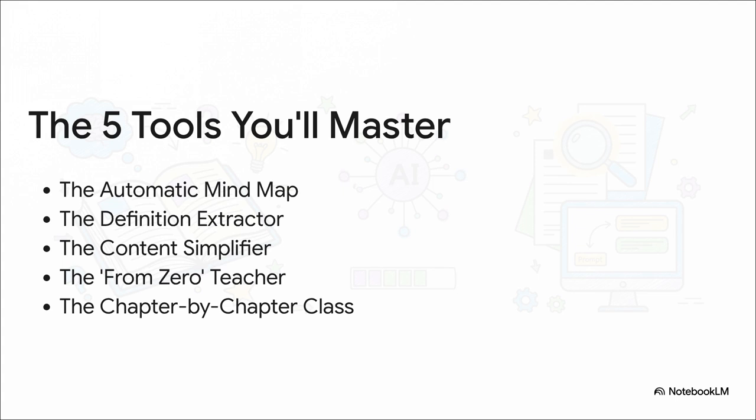We've got the automatic mind map. That's for getting the big picture. The definition extractor for nailing down the details. The content simplifier for making things crystal clear. The from zero teacher for when you need a guided lesson. And finally, the chapter by chapter class, perfect for those super long reads.